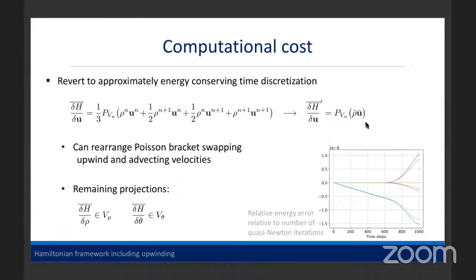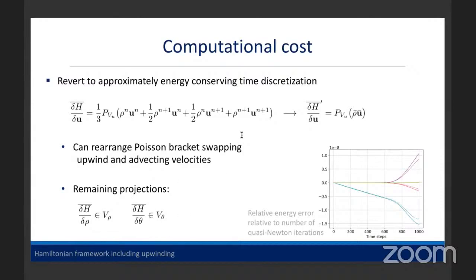If you do something slightly similar, slightly easier with midpoint time averages, then it turns out you can do some swapping around and most auxiliary variables that you need drop out, and you're only left with 2 remaining projections. One of them is for the variation in rho, delta H delta rho, with some time average, and one is for delta H delta theta. But because this is a DG space, it turns out for lowest order finite elements, this is just an inversion of a diagonal matrix, and this is an inversion of a tridiagonal matrix because it's continuous only in one direction.